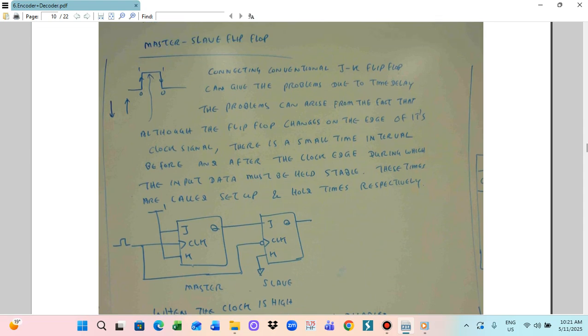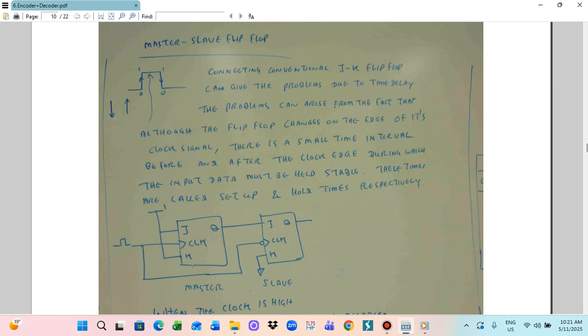The JK flip-flop works on the edge, but connecting the conditions of the JK flip-flop can give problems due to the time delay. The problem arises from the fact that although the flip-flop changes on the edge of the clock signal, there is a small time before and after the clock edge during which the input data must be held stable. This means you need to hold the input data stable during the delay time. So in this case, we can use the master-slave flip-flop.